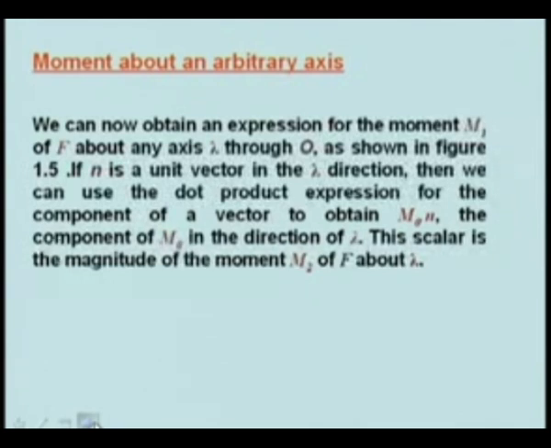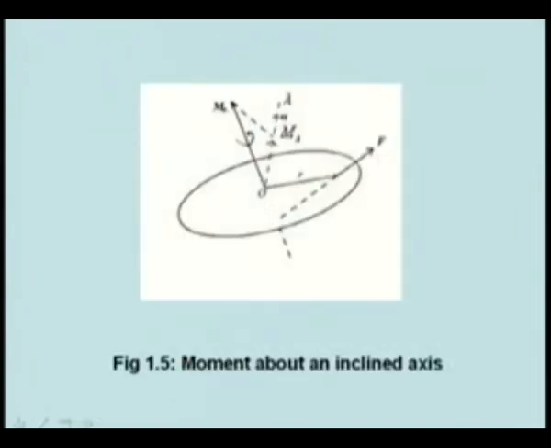Now we have defined the moment about a point. Now, let us discuss moment about an arbitrary axis. We can obtain an expression for the moment M lambda of F about any axis lambda through O. Now, this is the point O, and this is the force F. Therefore, take any point on the line of action of the force, join it to O. This provides you position vector r.